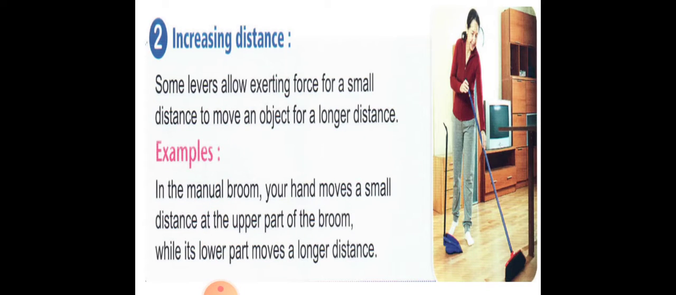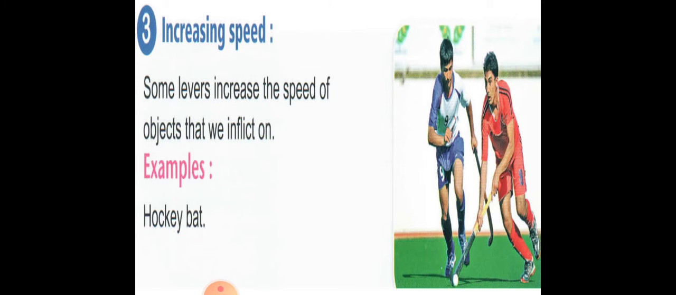Okay, what about the increasing distance? Some levers allow exerting force for a small distance to move an object for a longer distance, such as the manual broom. Your hand moves the small distance at the upper part of the broom, while its lower part moves a longer distance.